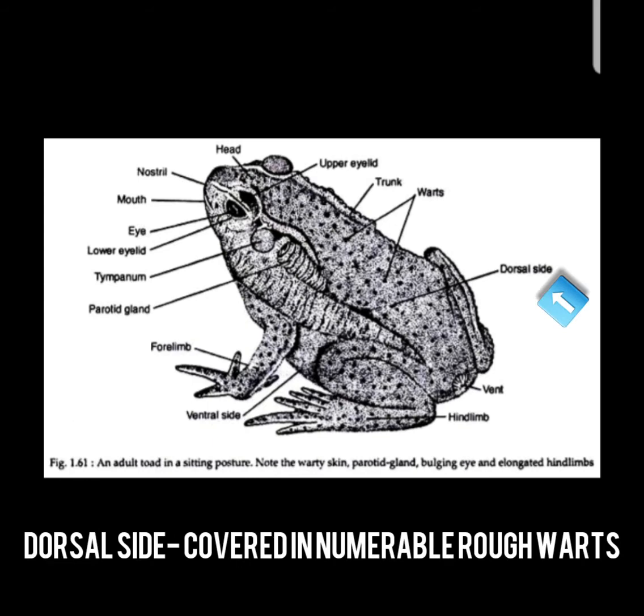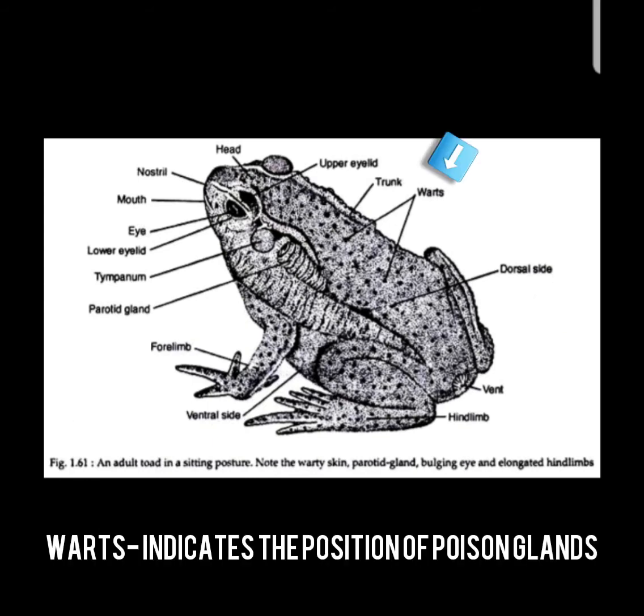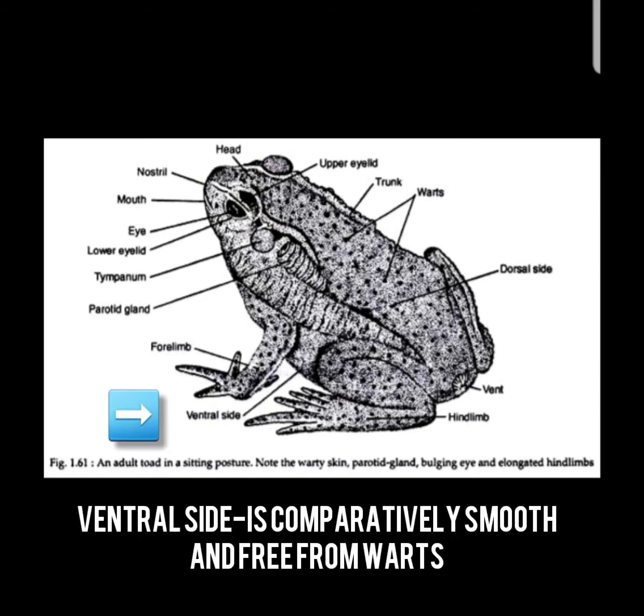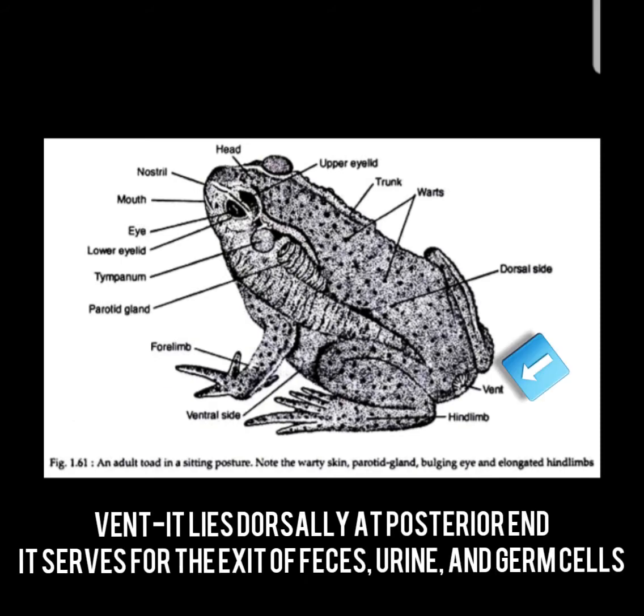We have the dorsal side. It is covered with innumerable rough warts. And up here, we have warts that indicate the position of the poison glands. Next, the ventral side. It is comparatively smooth and free from warts. And the vent, as you can see, lies dorsally at the posterior end, between the bases of the 2 hind legs. It serves for the exit of feces, urine, and germ cells.